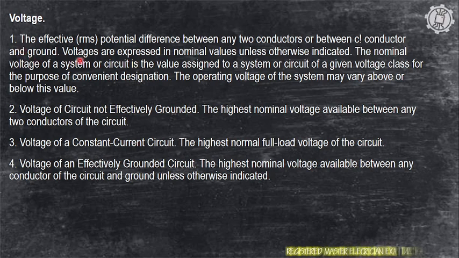Then voltage of a circuit not effectively grounded. So, the highest nominal voltage available between any two conductors of the circuit. So, line 1 to line 2, that is the voltage of a circuit that is not grounded. Voltage of a constant current circuit, the highest nominal full load voltage of the circuit. So, this is the highest, the normal full load voltage of the circuit. Then, voltage of an effectively grounded circuit, so that is the highest nominal voltage between the conductor and the ground, unless otherwise indicated.